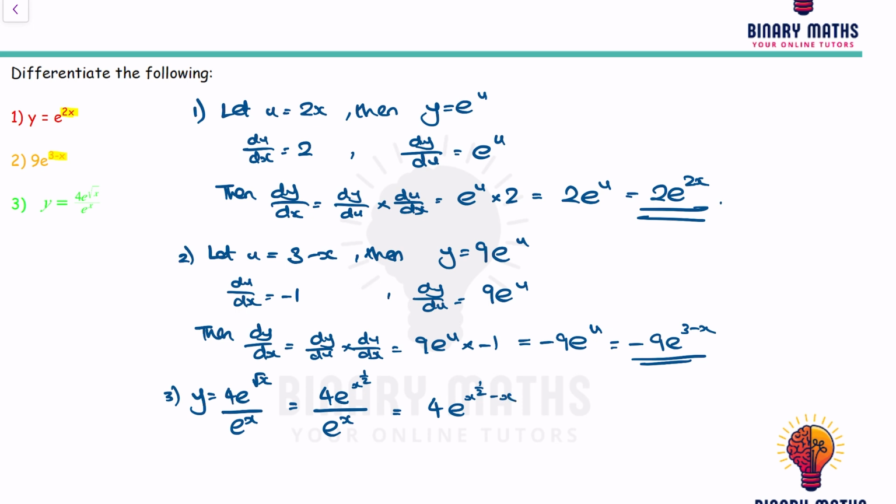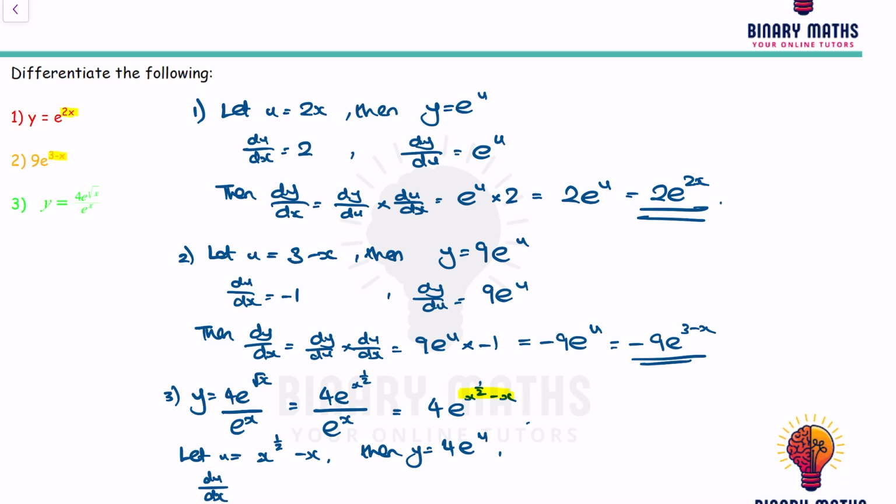And then we're differentiating this. So let u be equal to the inner function, which is x to the power of a half minus x. And then y will be equal to 4 e to the u. dy du, sorry, not dy du, because u is written in terms of x, it will be du dx.